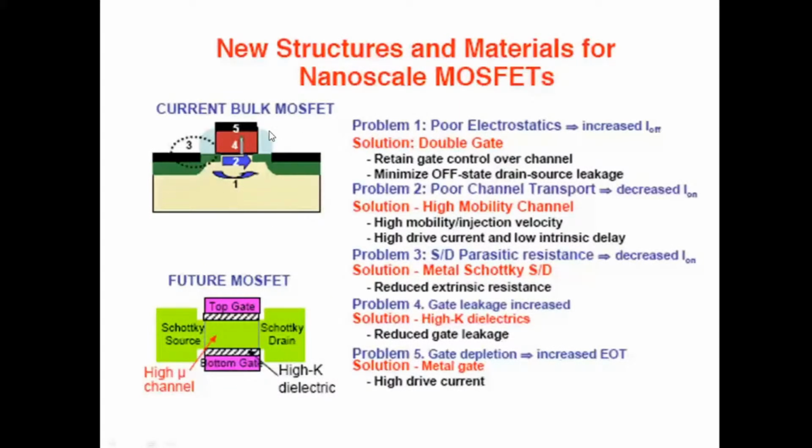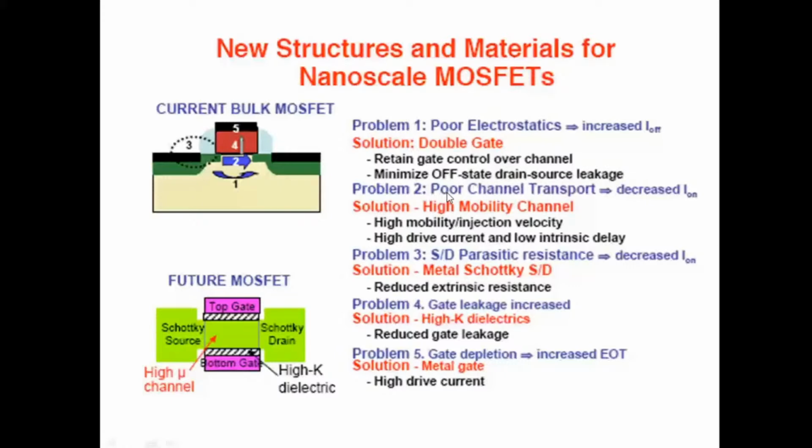The problems with the MOSFETs are summarized as follows. Problem 1 is poor electrostatics, which means the gate does not have very good control on the channel. This tends to increase the I off. The solution is we can use a double gate, a top gate and a bottom gate. This retains the gate control over the channel and minimizes the off-state drain to source leakage current.